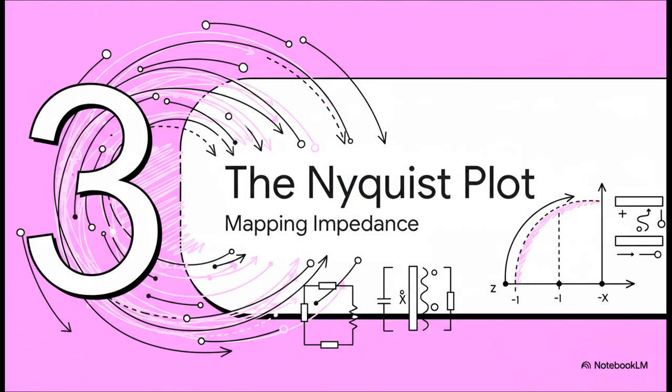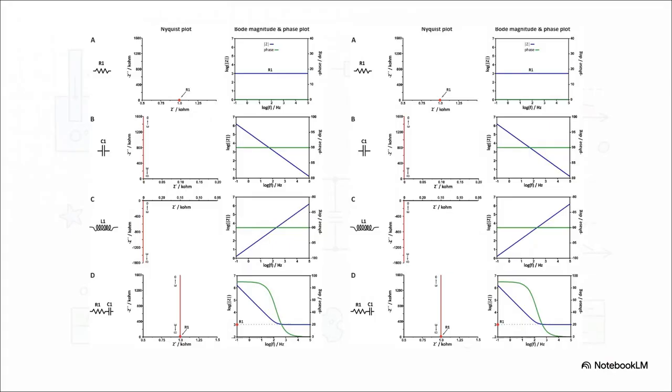All right, the math is cool, but pictures are usually better, right? So let's see what this actually looks like. We're going to map this impedance out on a special kind of graph called a Nyquist plot. Let's start simple. Look at plot A. This is a pure resistor. It has only a real component. No energy storage at all. So where does it show up on our plot?